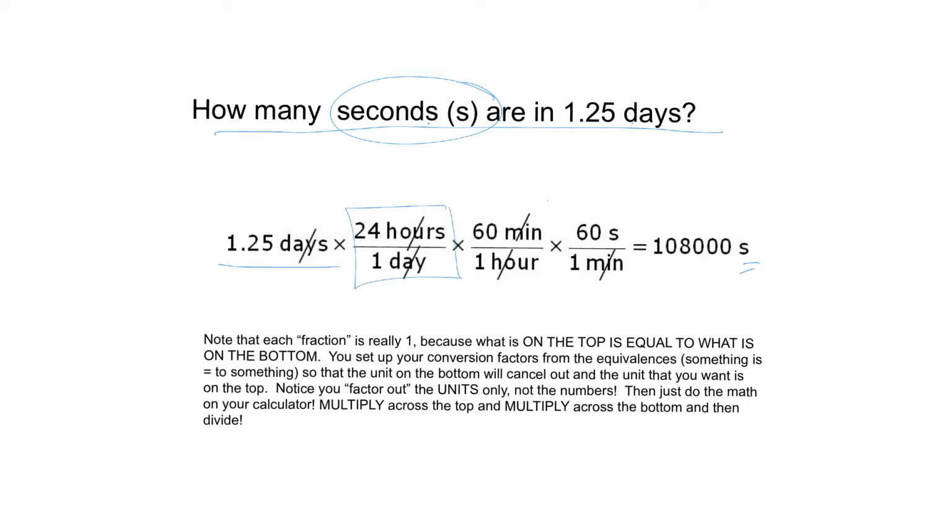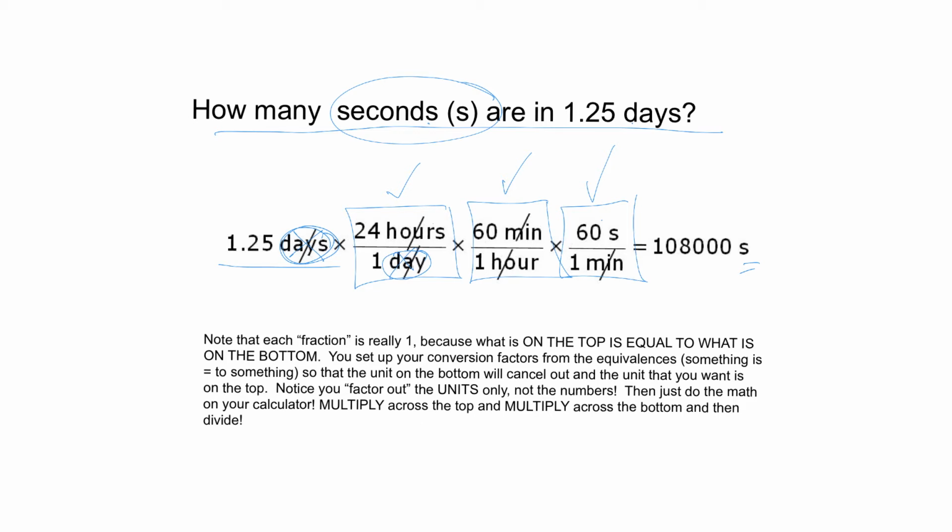And then look at these, guys. Each one of these is a conversion factor that is equal to 1. Is 24 hours equal to 1 day? Yes. Is 60 minutes equal to 1 hour? Yes. Is 60 seconds equal to 1 minute? Yes. But look at the strategy that I used in how to set up my conversion factors. I want days to factor out or cancel out. So I'm going to put the 1 day on the bottom so my days cross out.